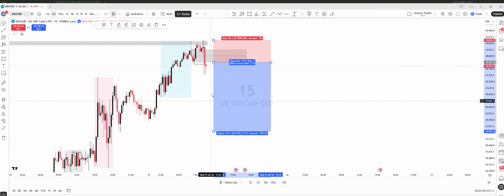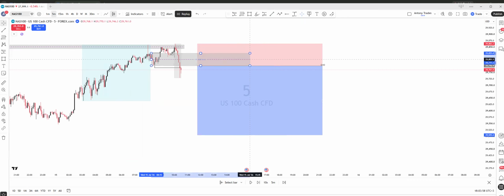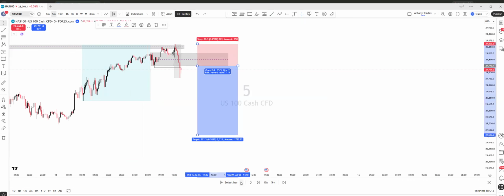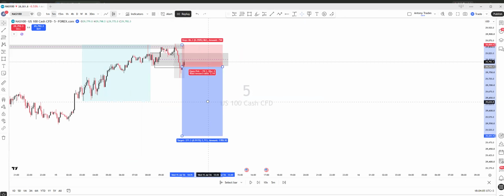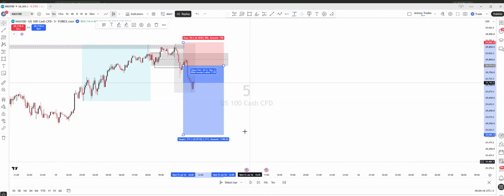Let's go back from 15 to 5 minutes and see how this one could have played out. Now let's play. You can see now you are active. You see where our stop loss is? Above that high. That is where we are putting our stop loss. Let's keep playing out.